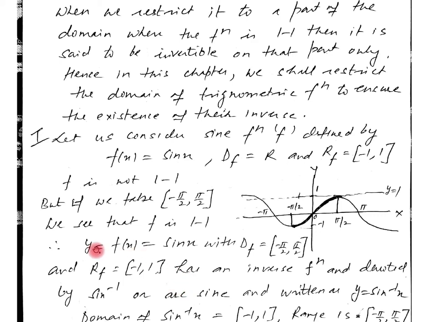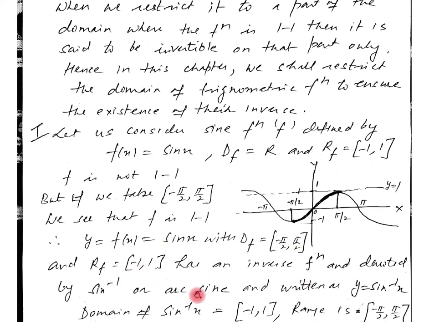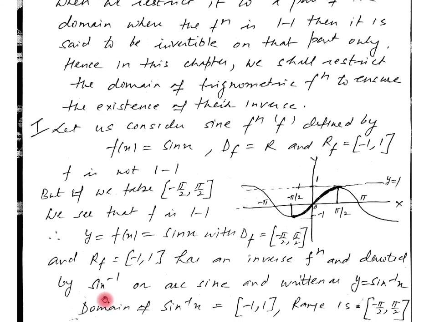Therefore, as the function is one-one and onto, it must have the inverse. So y equal to f(x) equal to sin x with this domain and this range has an inverse function, denoted by sine inverse. Generally we denote it by sine inverse, but sometimes it is also denoted by arc sine.